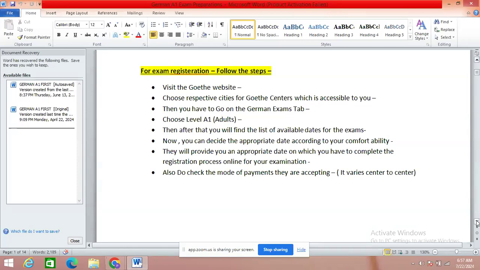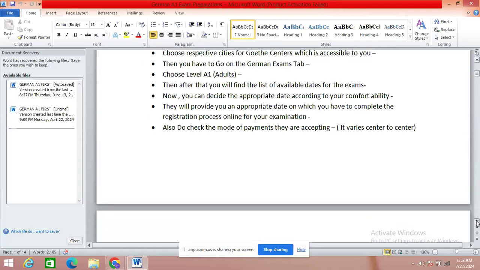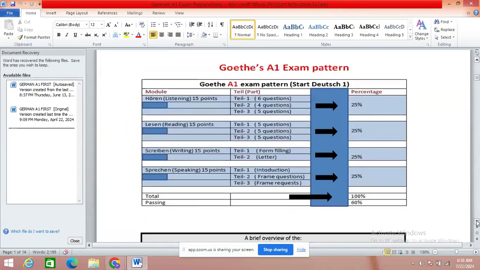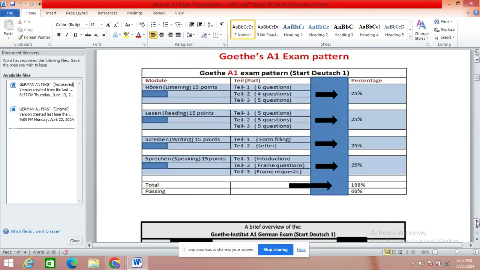So yeah, these are the basic steps which you need to follow to register for your Goethe examination. These are the basic steps that can be done. You have to choose your month, your date, and then you can go. Now, how is our exam pattern?